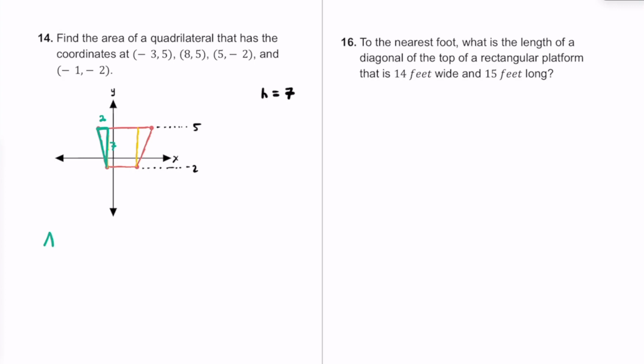So if we want to find the area of that triangle, it's going to be base times height divided by 2. So it's going to be 2 times 7 over 2. And those 2's can cross cancel, so the area of that triangle is going to be 7.